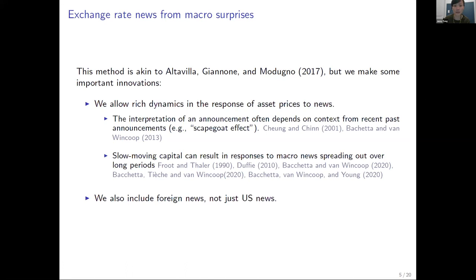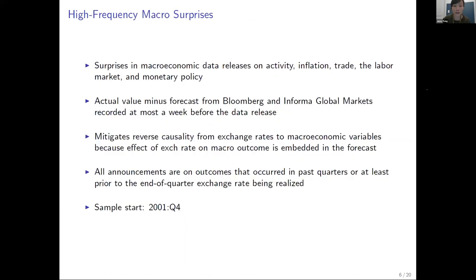Another innovation that we make is the inclusion of foreign news and not just US news. The high frequency macro surprises that we use are surprises in data releases on activity, inflation, trade, the labor market and monetary policy. What's important to point out here is that by surprises, we mean the actual value in these releases minus forecasts that we get from a couple of different data sources. So the fact that we're using surprises will help to mitigate the reverse causality from exchange rates to macro variables. Our sample starts in 2001 Q4 and ends at the end of 2015.